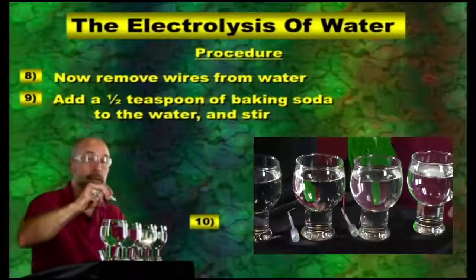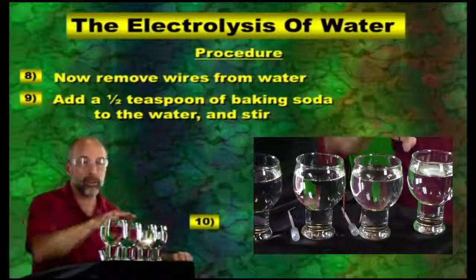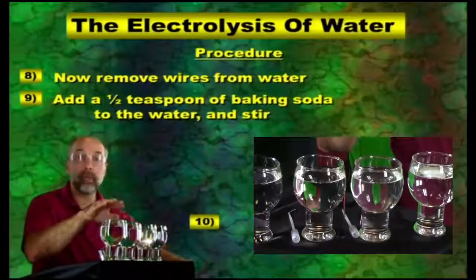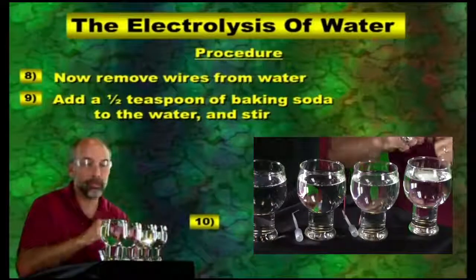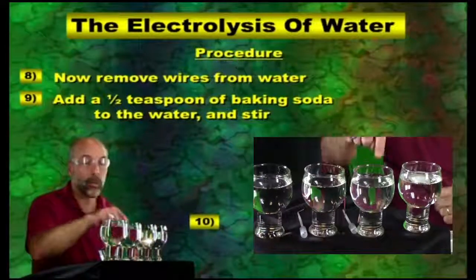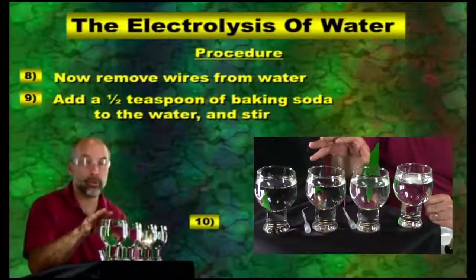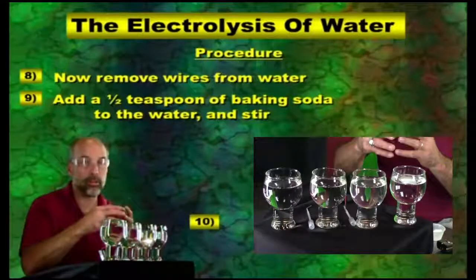All right. Now we have a mixture. We could pretend that the water itself was something that was pure. Probably not. Got some contaminants. We know baking soda is a pure substance. It's a compound. But now we put the two together, we get a mixture.